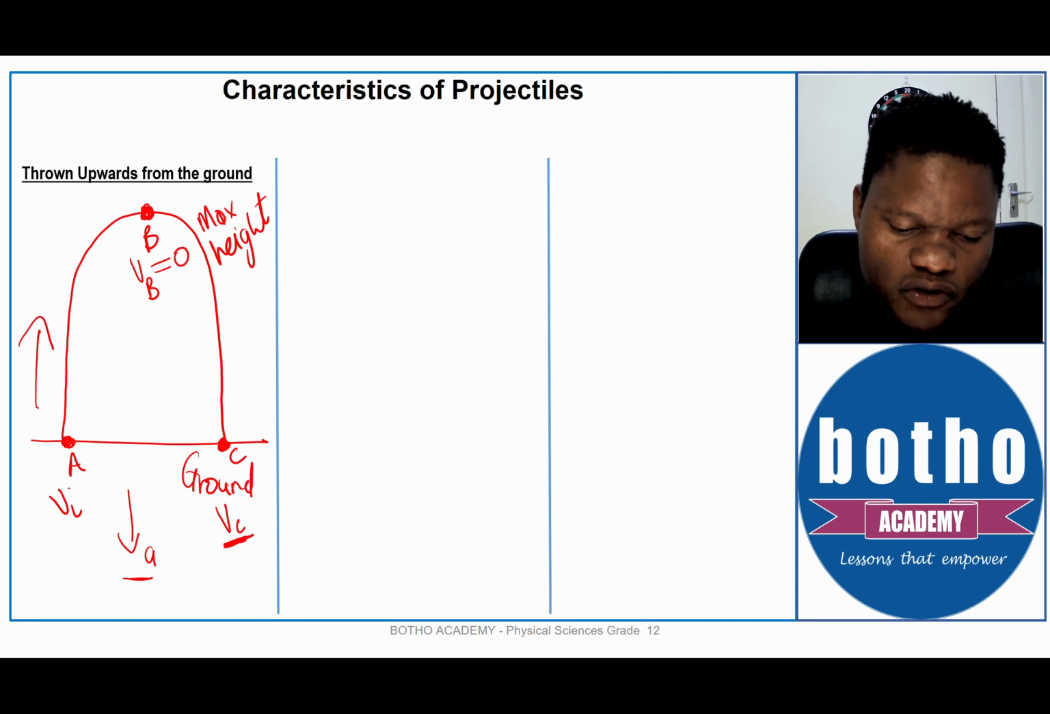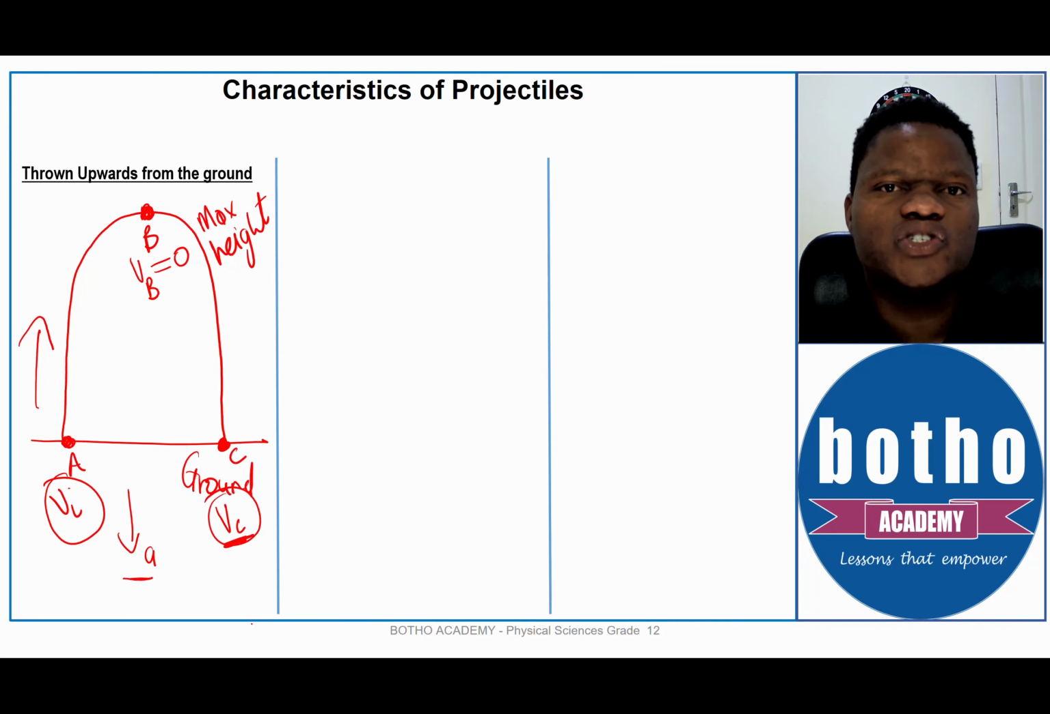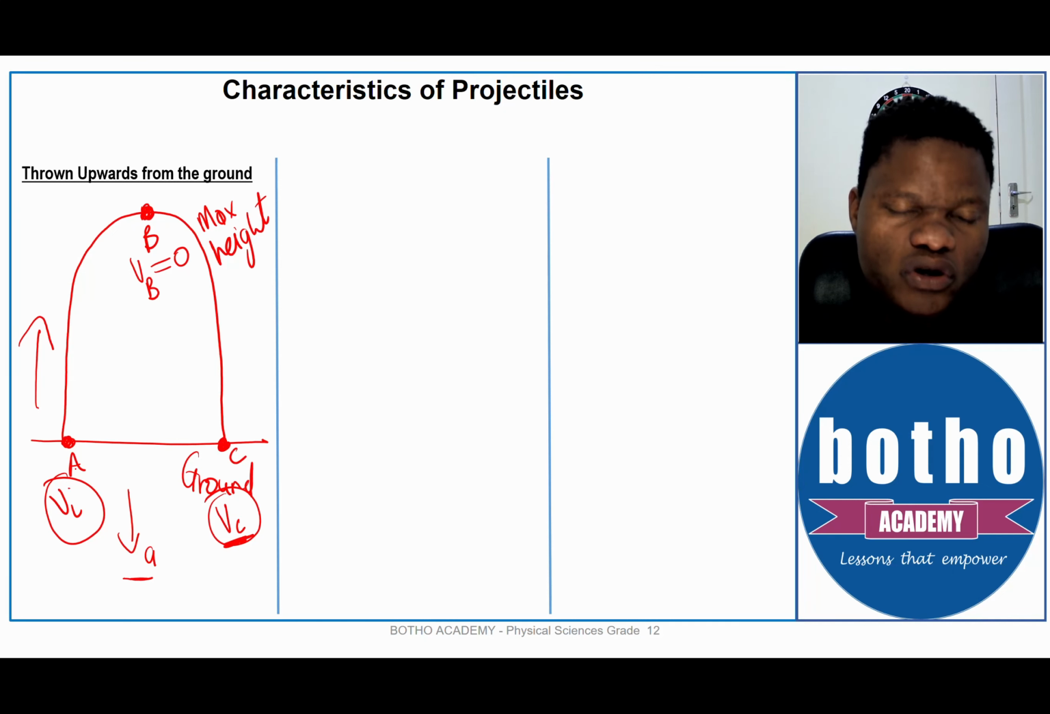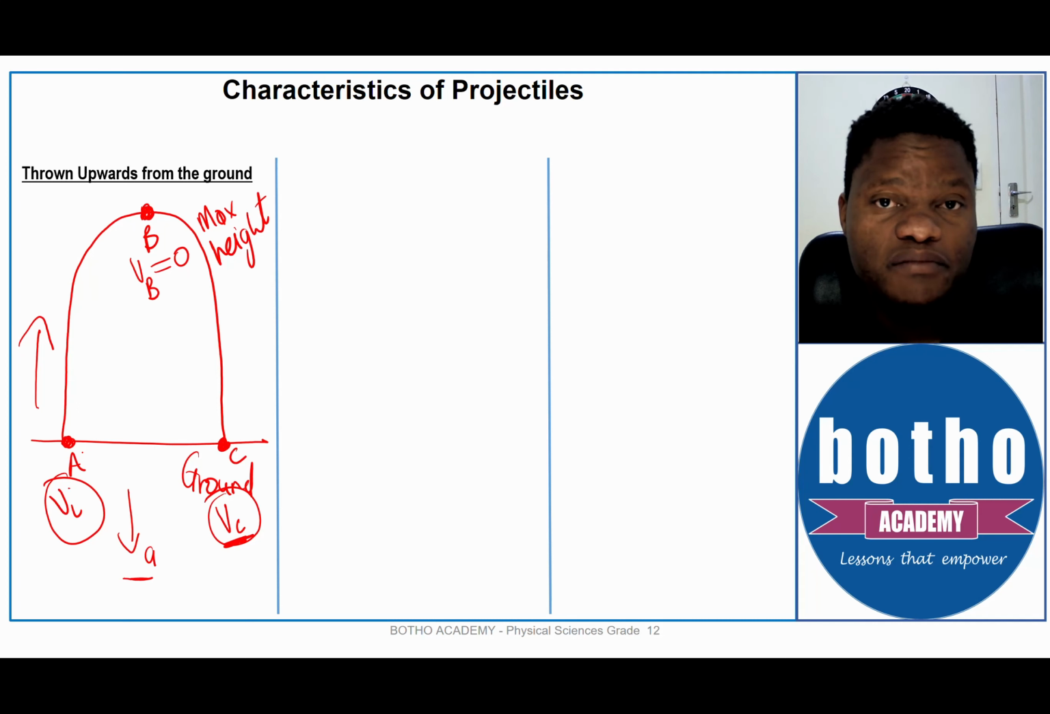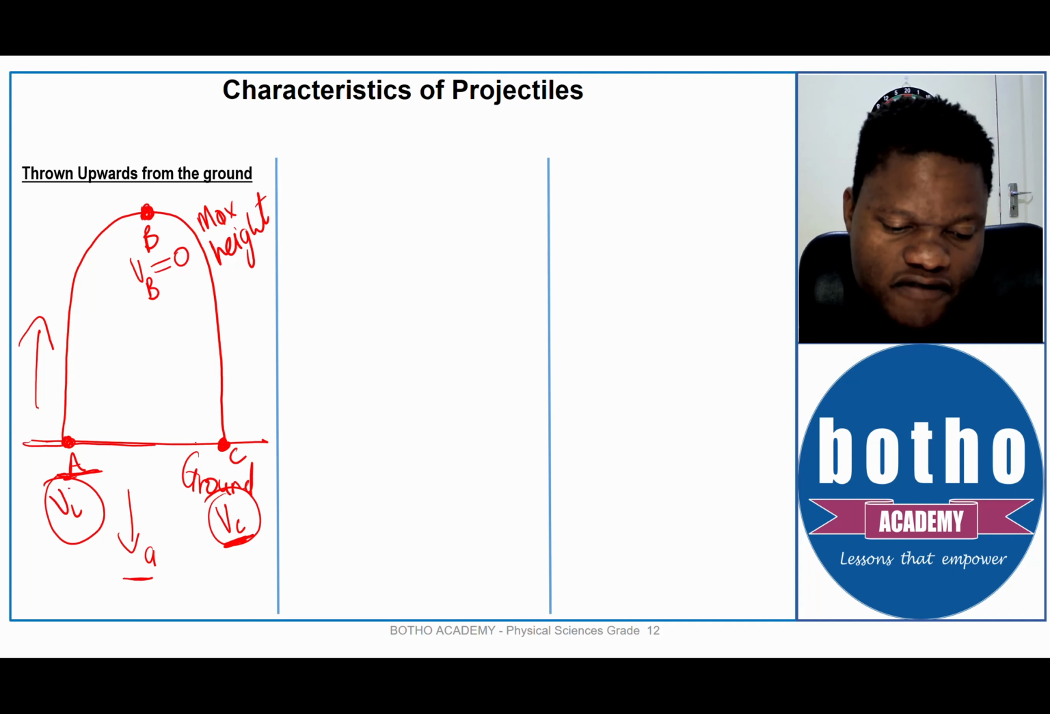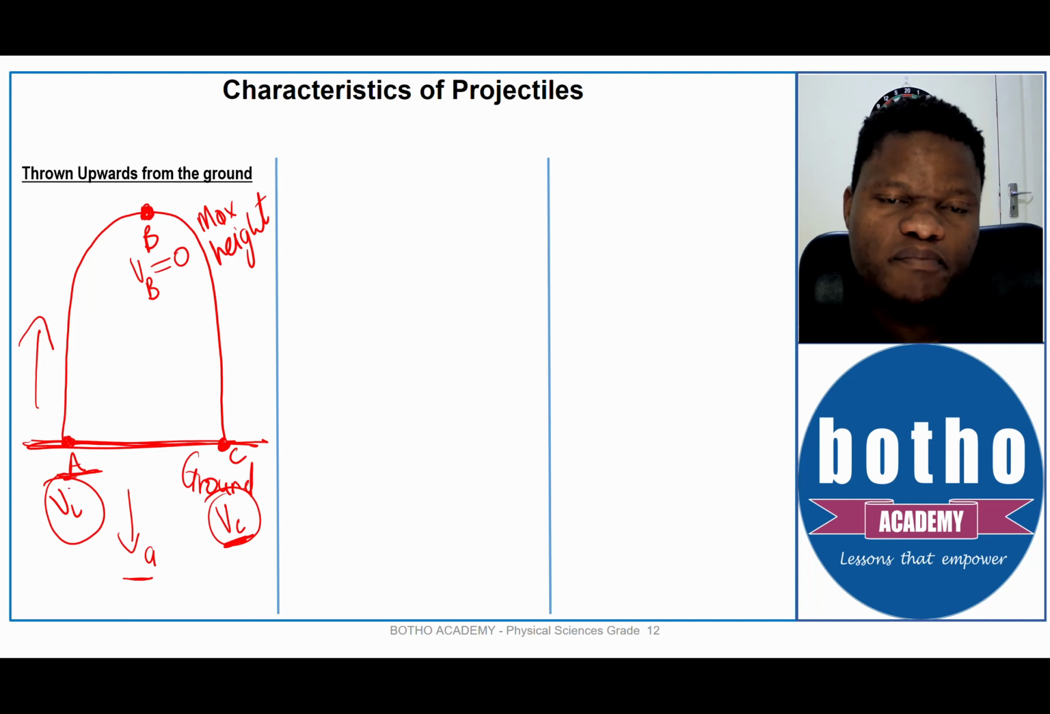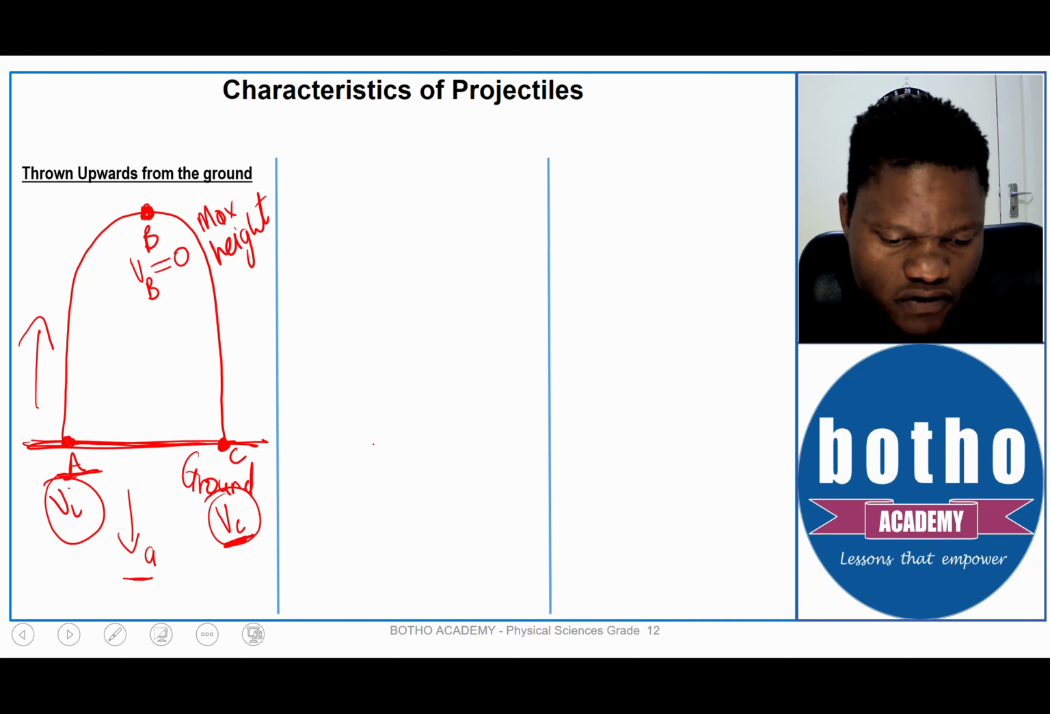That velocity is the same as this one in terms of magnitude. These two have the same magnitude, which means if you launch the object with a velocity of 10 meters per second, it will come back and hit the ground with a velocity of 10 meters per second in the opposite direction. Remember, at point A you would have launched it up with a velocity of 10 meters per second upwards. When it comes back and reaches the same level from where it was launched, it will have the same velocity, but in the opposite direction. So the same magnitude in terms of the velocity.